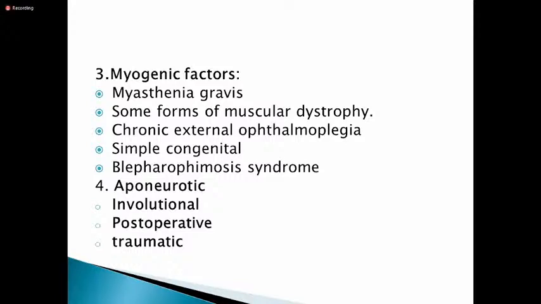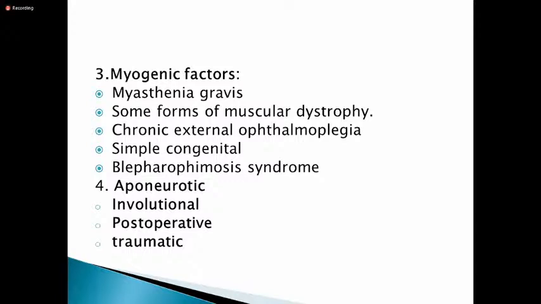Then another type of ptosis is myogenic ptosis. Myogenic means the problem itself is with the muscle. Examples of myogenic ptosis are myasthenia gravis, muscular dystrophies, chronic external ophthalmoplegia, simple congenital ptosis, which is a type of congenital ptosis where there is a problem with the muscle, and blepharophimosis syndrome. In those cases, the cause of the ptosis is the muscle. The problem is with the muscle itself.